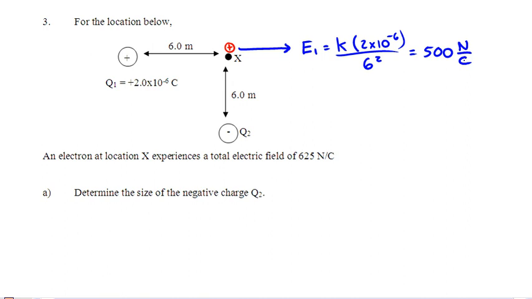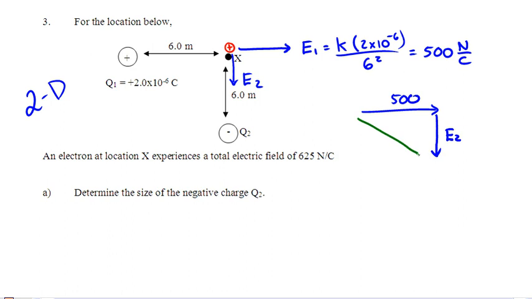Now, the total is actually more than the 500. It's 625, but you want to resist the urge to go, I guess the other field's 125. It doesn't work that way because this question is two-dimensional. So the other field, imagine a proton going here, the other field would go down. It would be a field this way, when Q2, being negative, attracts something like a positive proton. So the actual superposition of fields would look something like this: 500 for field 1, a mystery field here for field 2, and then a total that goes like this.